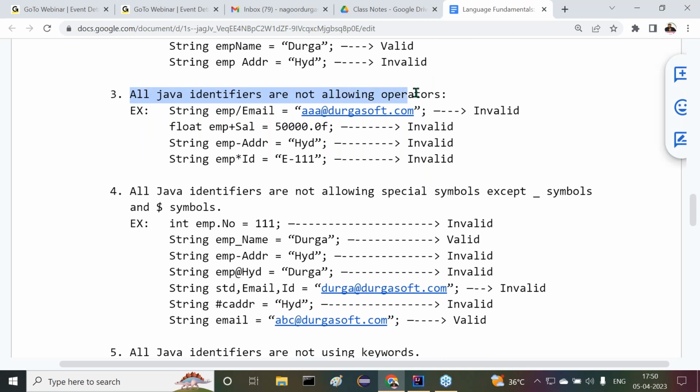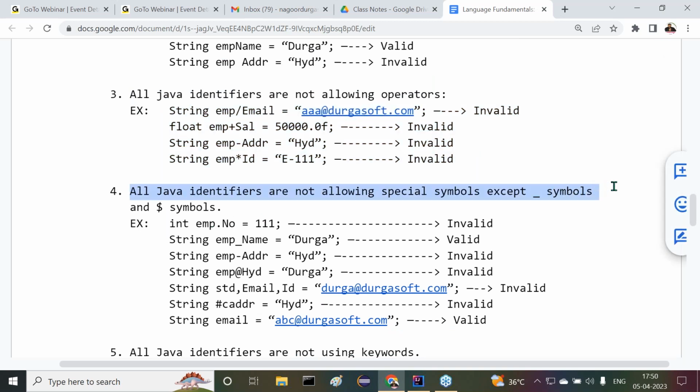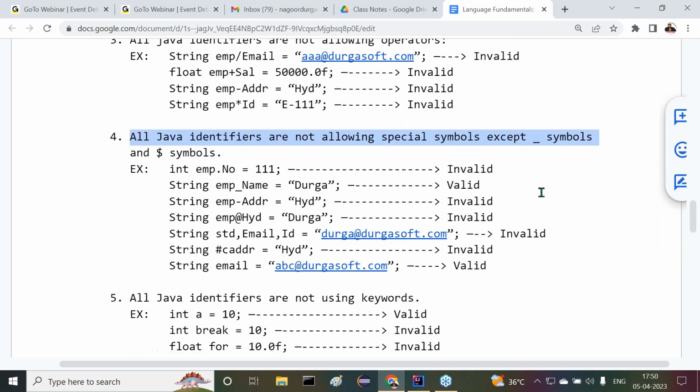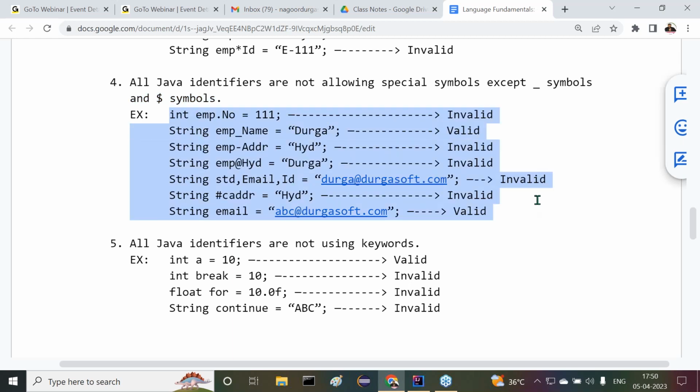Java identifiers do not allow operators. Here also some valid and invalid cases are given. Java identifiers do not allow special symbols except underscore and dollar symbols. Underscore and dollar symbols are allowed, but the remaining symbols are not allowed. So here we have seen some valid cases and invalid cases.